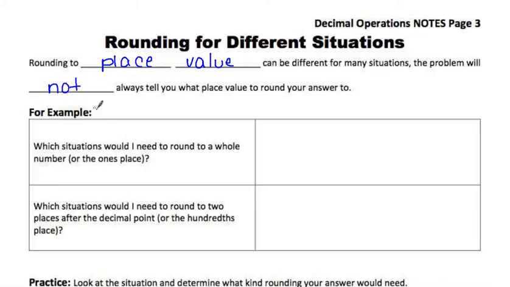So for example, which situation would you need to round to a whole number or to the ones place? So an example of this, if we put 345.26, I'm rounding to this 5 that's here, to the ones place. So think, what are some examples that I'd have to round to that place where somebody would ask me I need to go to that place value? Well, one of those could be if you were ordering a pizza.